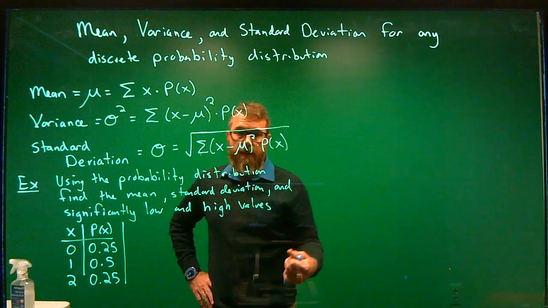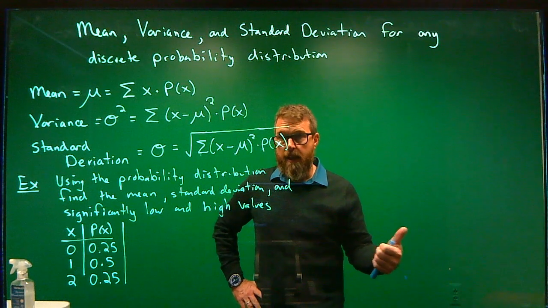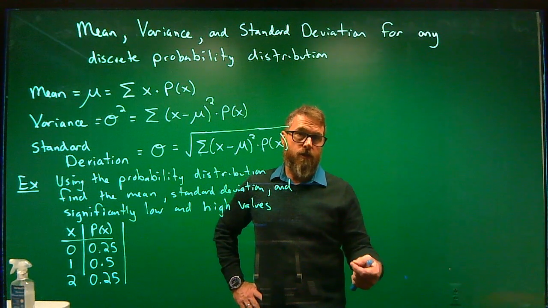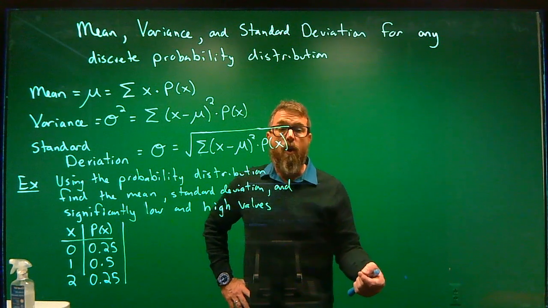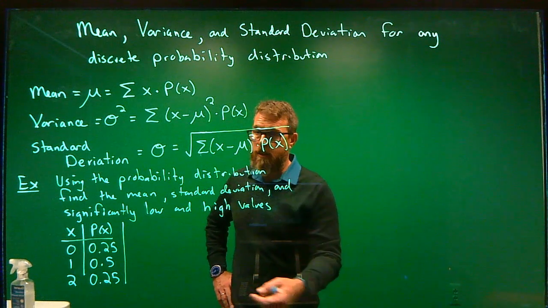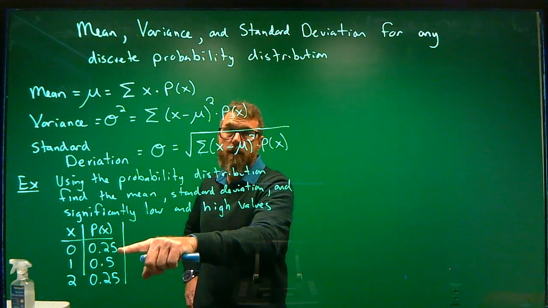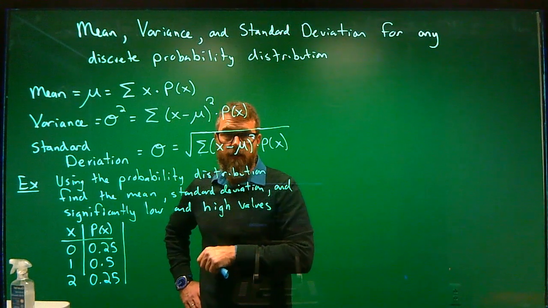So, if I have a family of 2, I can have 0 girls, which means I have 2 boys. I could have 1 girl, which means I had a boy first and a girl second, or a girl first and a boy second. Or I could have all girls, which would be a girl first and a girl second. So then you can see that the probabilities would be 1 out of 4, 2 out of 4, and then 1 out of 4, respectively.